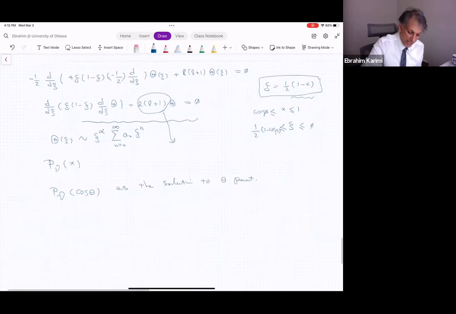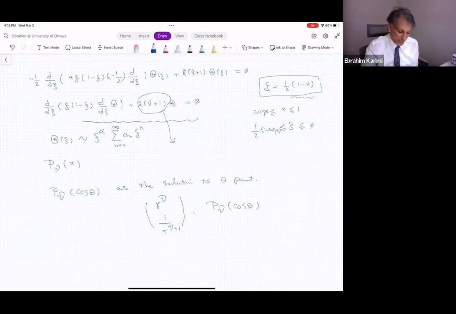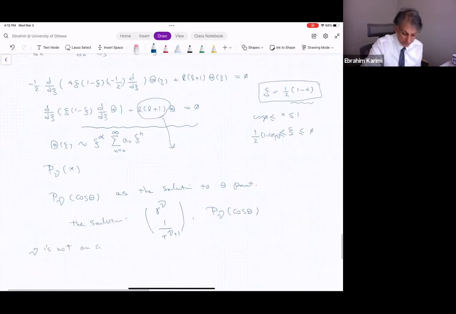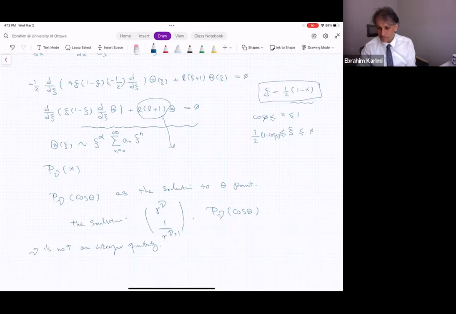So now what do we have as radial: 1 r power of nu, or 1 divided by r power of nu plus 1, times P nu of cosine of theta. That will be the solution. And recall that nu is not necessarily an integer quantity. Okay, that was the tricky part.